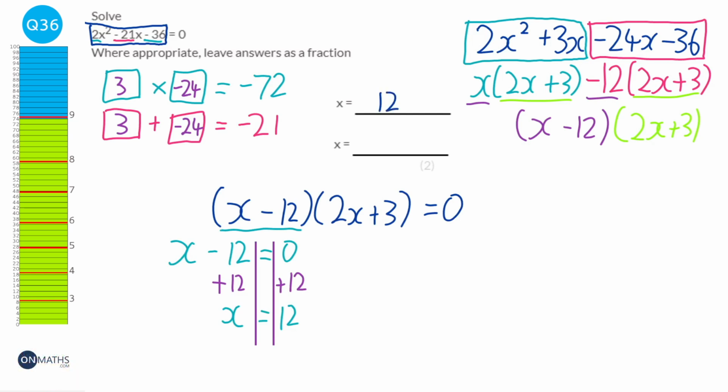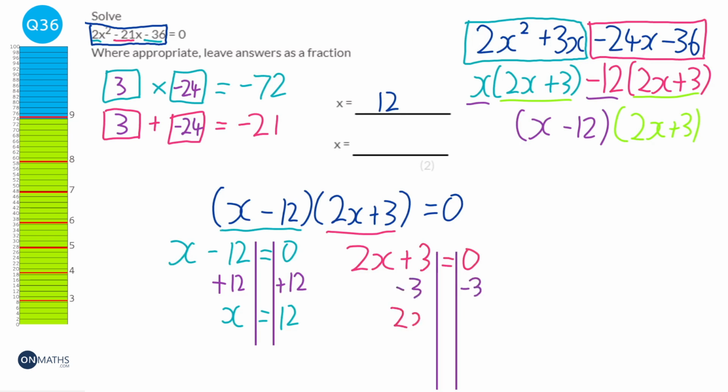And then we do exactly the same thing for the other bracket. So 2x plus 3 equals 0, get it equal to 0 and solve it. We're going to take away the 3 from both sides first of all. So we've got 2x equals minus 3. And then we're going to divide by the 2 on both sides. So we've got x equals, and we can write it as a fraction, minus 3 over 2 or 1.5.